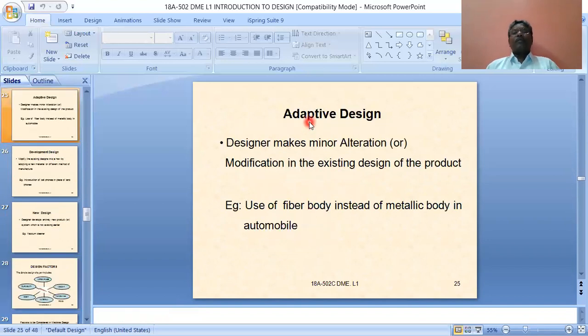Now here in this case, adaptive design. In case of adaptive design, the designer makes minor alterations. That means in the existing design, slight modifications, minor modification in the existing design of the product. That means an already existing product can be slightly altered and changed. So, use of fiber body instead of metallic body in the automobile industry nowadays. So this is the adaptive design, and nowadays most people are using this adaptive design.